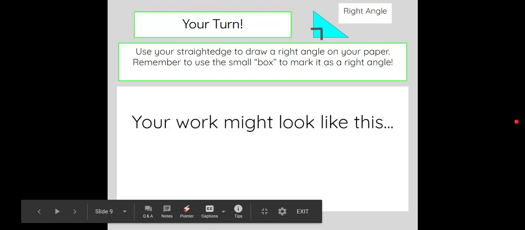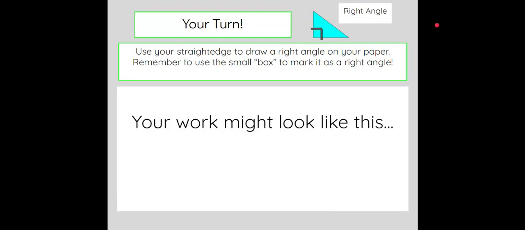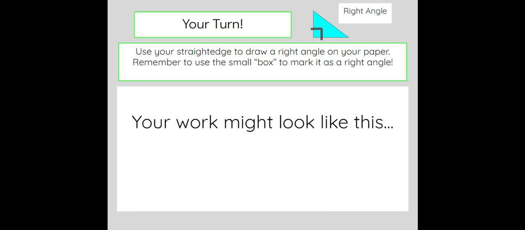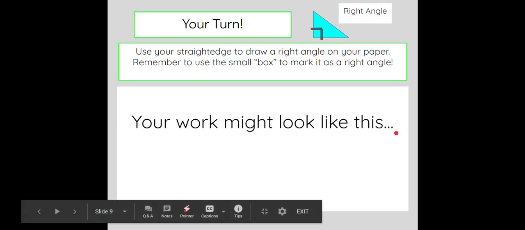Your turn. You're going to use your straight edge to draw a right angle on your paper. Remember to use the small box to mark it as a right angle. So you can make just the right angle part. You do not need to finish the polygon unless you'd like to. So take a moment to do that now. Pause if you need more time. I'm going to show you some examples.